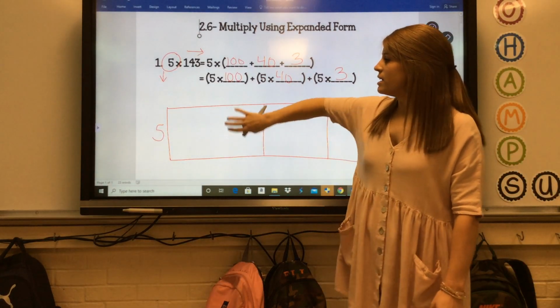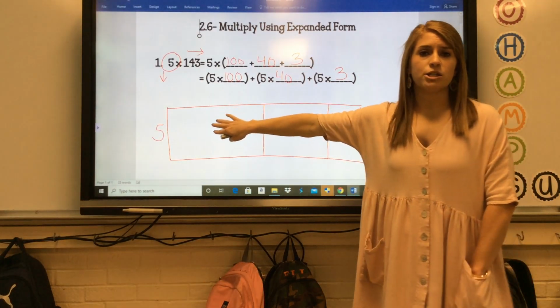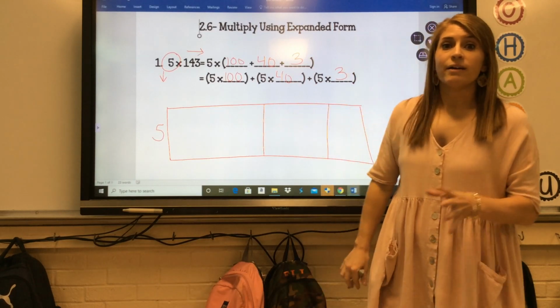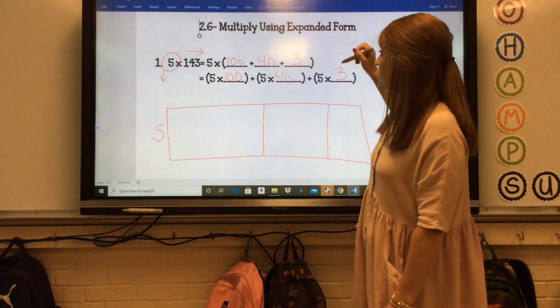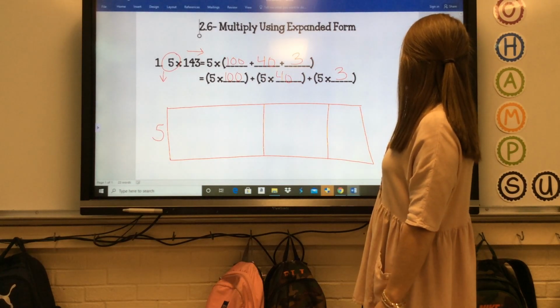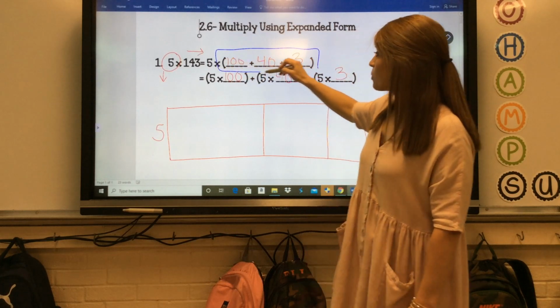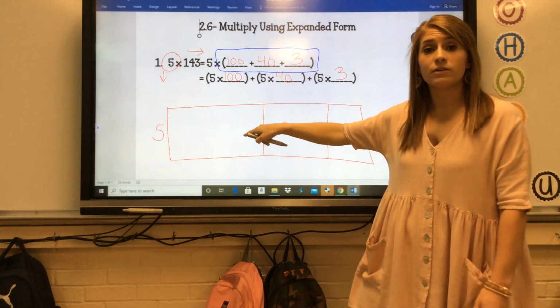What do you think is going to go in this larger section? What do you think that's going to be labeled with on top? Yeah, very good. I'm going to take these numbers that I used when I broke it up into expanded form, and I'm going to use those numbers down here on this box.